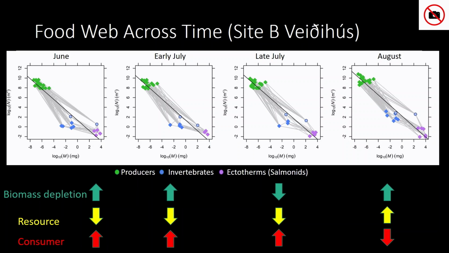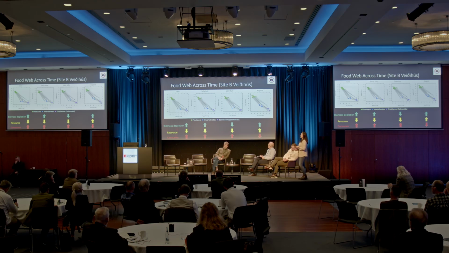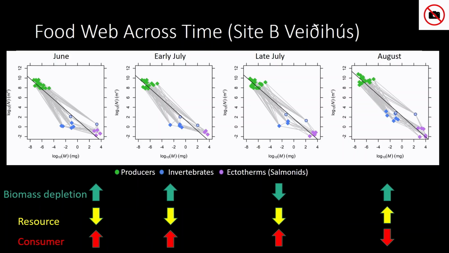This is Site B in Vedahus, if you've been to River Västerdalså, and this is one of our downstream sites. So as we go across the summer period, we see that the amount of biomass being depleted increases early in the summer, decreases late in July, and increases again in August. And the most interesting thing that I want to point out here is that during June and July, we see a decrease in the amount of resources with an increase in the amount of consumers. And this is actually during the smolt migration period.